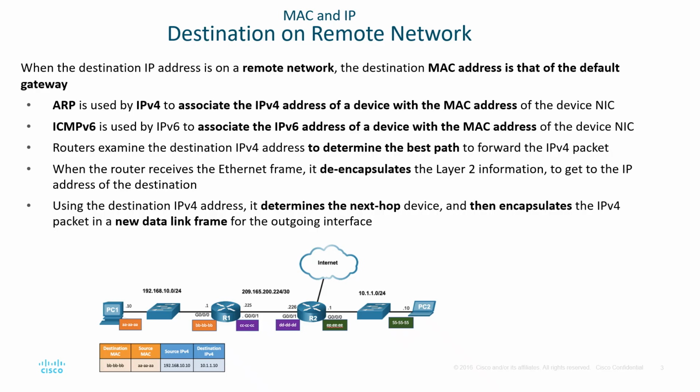So routers examine the destination IPv4 address to determine the best path to forward the IPv4 packet to. When the router receives the Ethernet frame, it de-encapsulates the layer 2 information to get to the address of the destination. Using the destination IP address, it determines the next hop device, and it then re-encapsulates it into the IPv4 packet with a new data link frame for the outgoing interface, as well as a new trailer with a new CRC value.